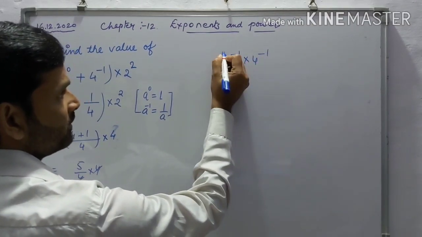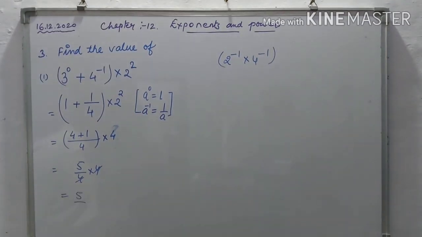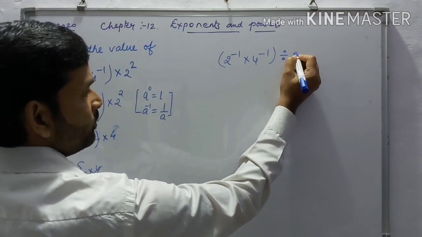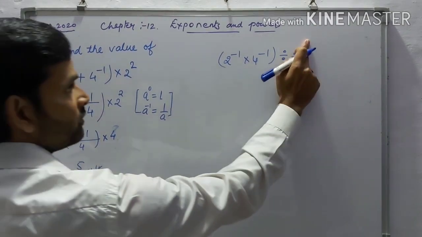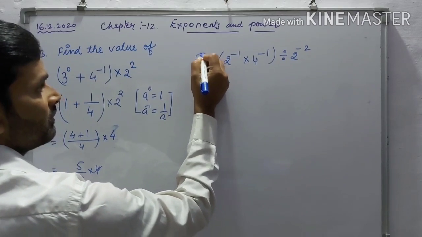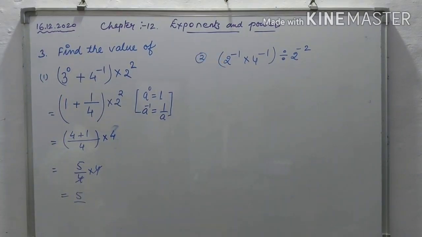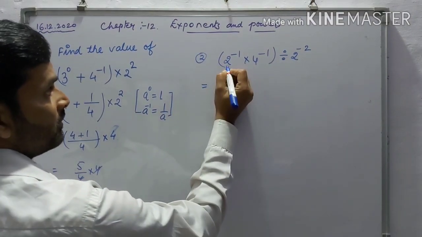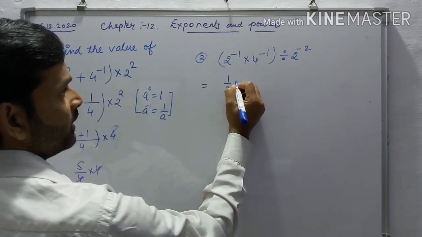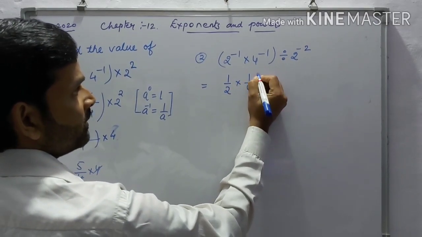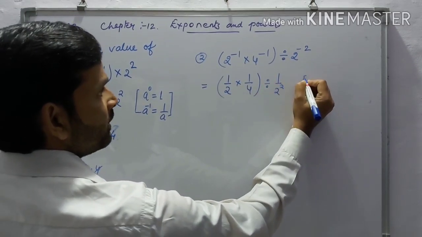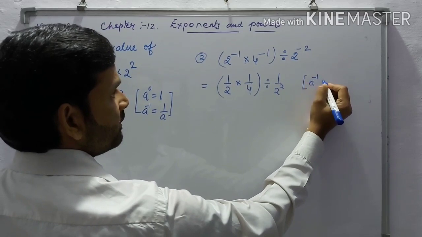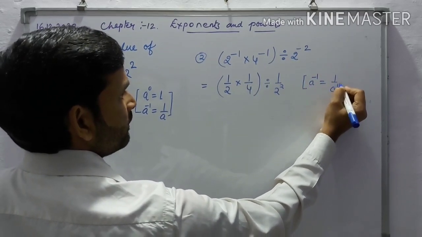Okay, now here is the second question: 2 power minus 1 multiply 4 power minus 1 in the bracket, divided by 2 power minus 2, sorry. Okay, this is the second question. One time you check 2 power minus 1 multiply 4 power minus 1 divided by that. Now here we use the rule: 1 upon 2 into 1 upon 4 in the bracket, divided by 1 upon 2 power 2. Only one rule will be used: a power minus 1 is equal to 1 upon a power 1.